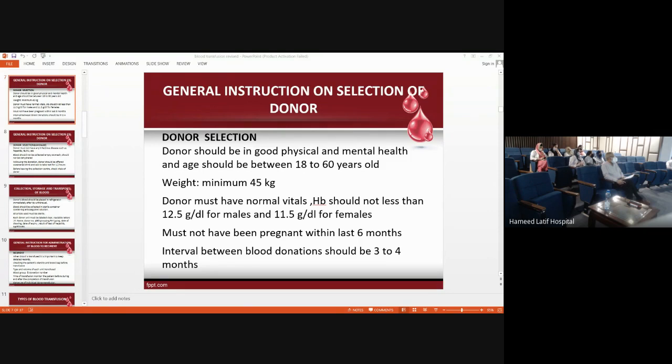Clinical features can be respiratory compromise and non-cardiogenic pulmonary edema. On chest X-ray, bilateral interstitial infiltration can be seen. Anti-HLA antibodies against recipient leukocytes.